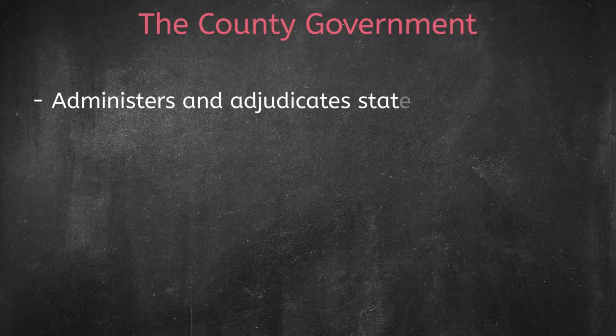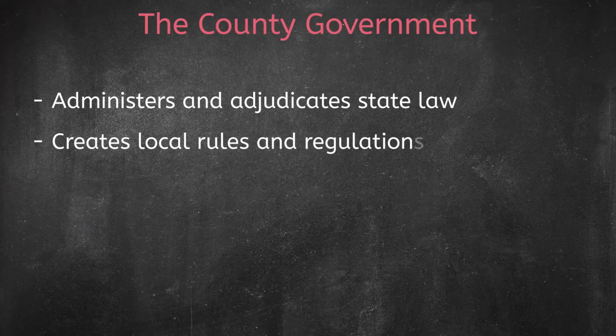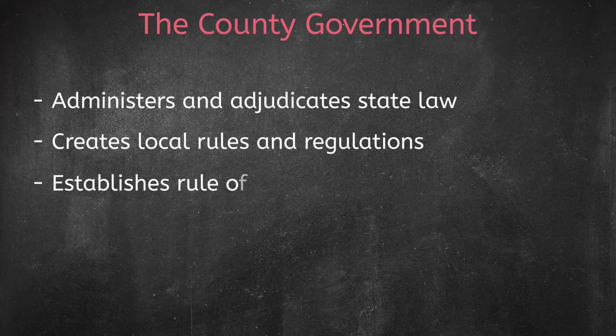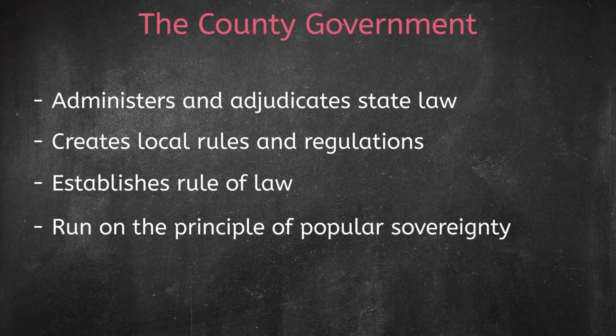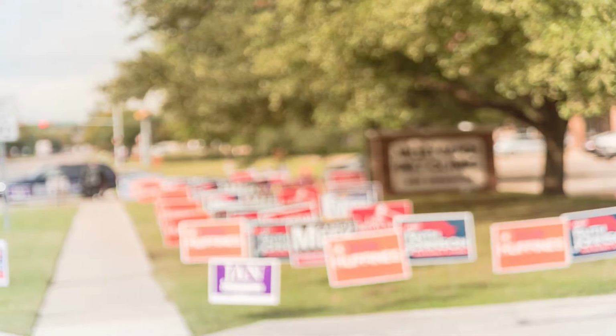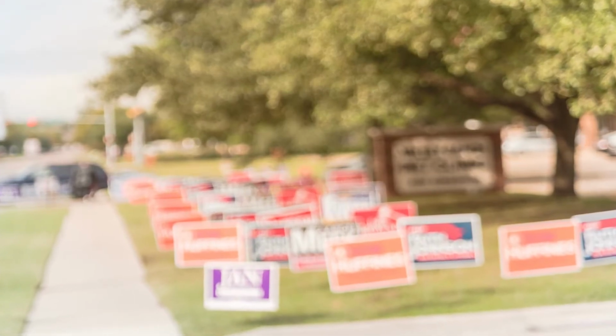Once established, a county could administer and adjudicate state law, as well as create local rules and regulations. The county is responsible also for establishing rule of law, a key principle at the local level. But the law must be accessible in order to adhere to the principle of equality and justice. County governments are, like the rest of the American government, run on the principle of popular sovereignty, which means that the people have the rights to determine who their representatives and county officials are. And that's what you're seeing with all those different signs in your neighbor's yard.